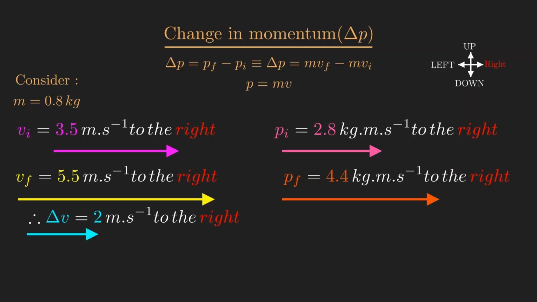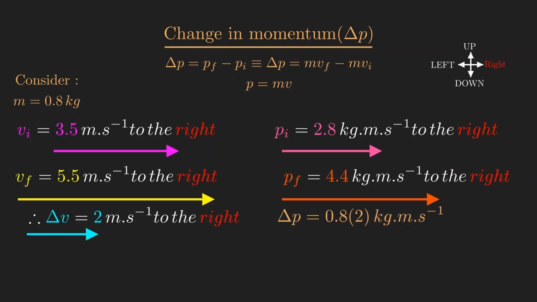Now let's look at change in momentum. So change in momentum is mass times final velocity minus mass times initial velocity, which is mass into V final minus V initial, and that is 0.8 into 5.5 minus 3.5, which is equal to 0.8 times 2.